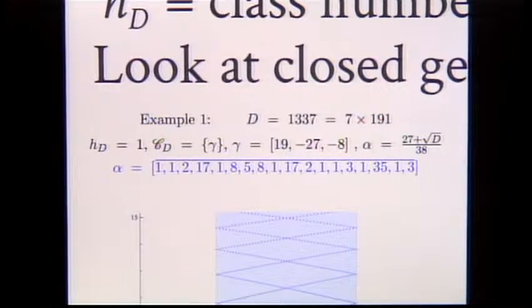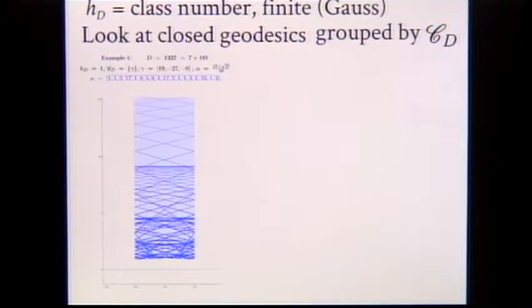So there's one class, which is represented by the form 19x squared minus 27xy minus 8y squared. This is the quadratic irrational and its Galois conjugate. And let's look at the continued fraction of this quadratic irrational, and here it is: 1, 1, 2, 17, and so on. It's this weird long sequence. And here's the corresponding closed geodesic.